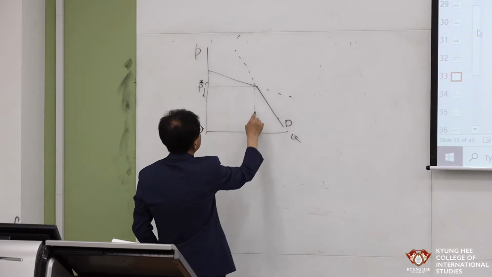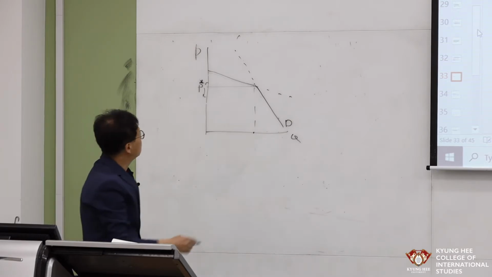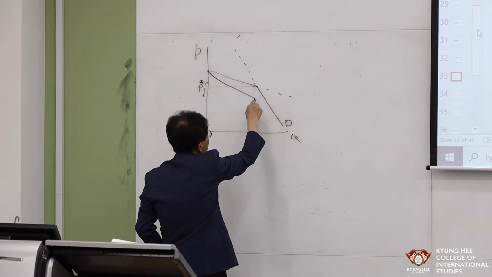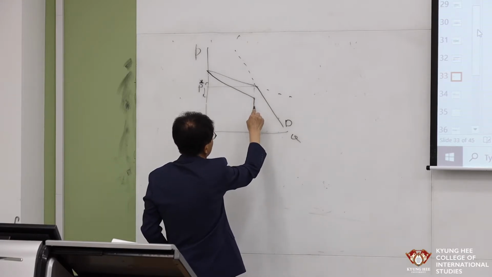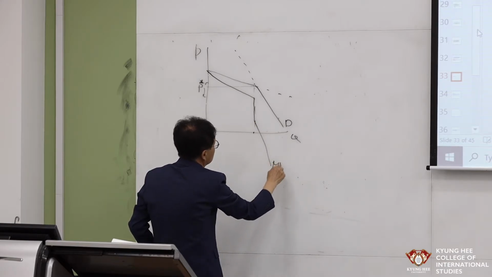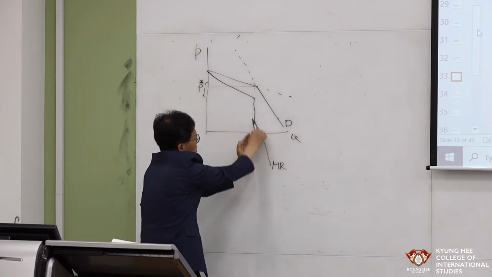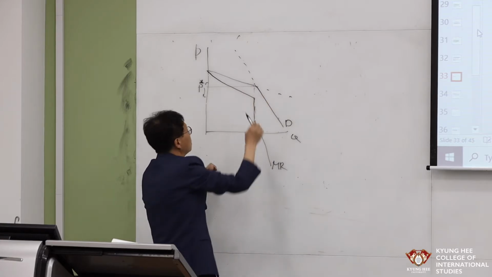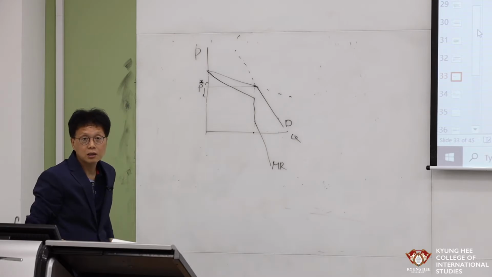Then from here we can graph the marginal revenue curve. The marginal revenue curve is shaped like this, right? Here the marginal revenue curve is like this. That is the marginal revenue curve from this area, but here like this and like this. So we say kinked demand curve because it is kinked at this point, right?